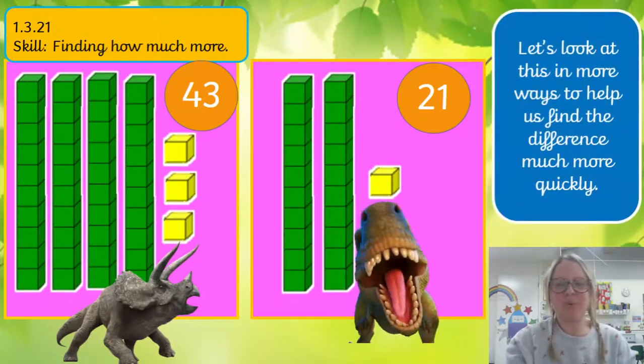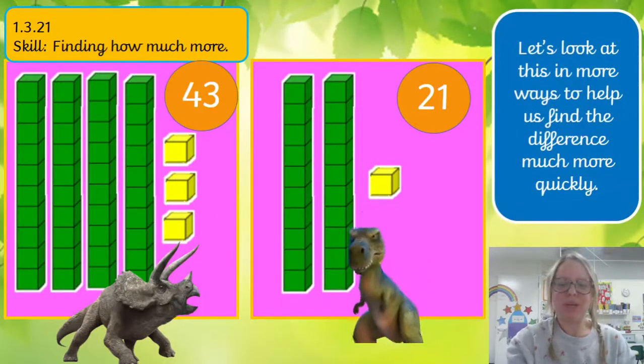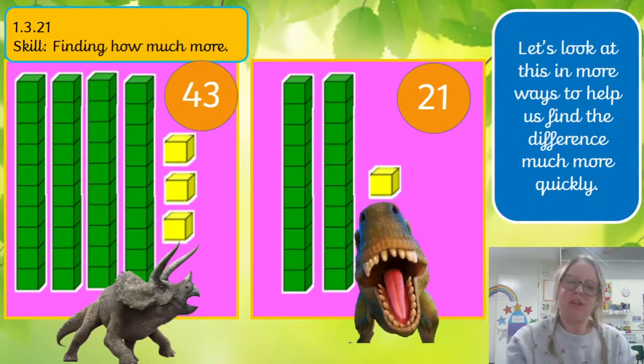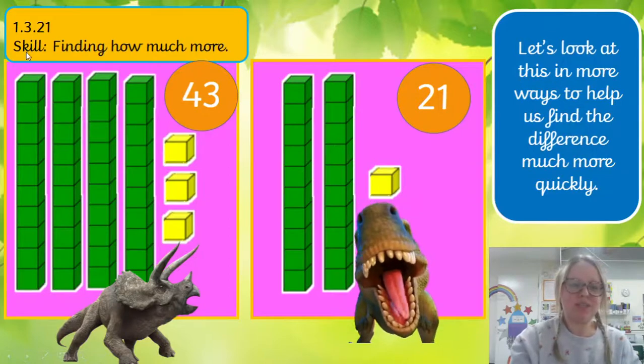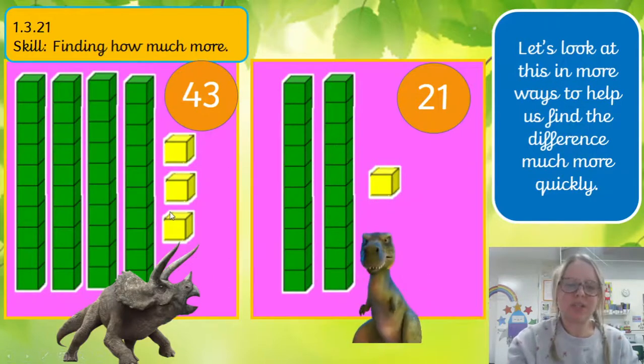Let's look at this in more ways to help us find the difference much more quickly and easily. So there is a much easier way to find it. Look at these Deans. So we know that Triceratops had 43.